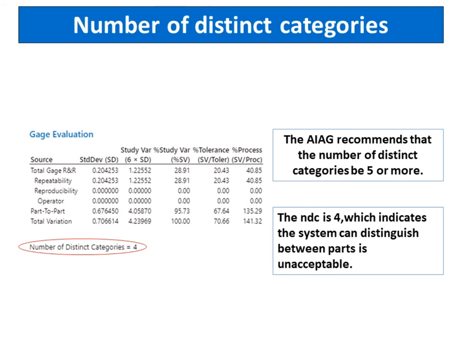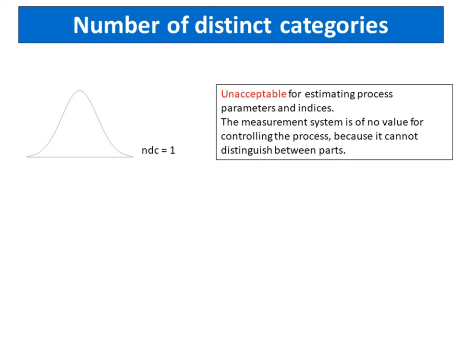The NDC is 4, which indicates the system is unacceptable, mainly because the samples do not represent the entire production operating range. If NDC is equal to 1, it is unacceptable for estimating process parameters and indices. The measurement system is of no value for controlling the process, because it cannot distinguish between parts. If NDC is between 2 and 4, it is unacceptable as well.